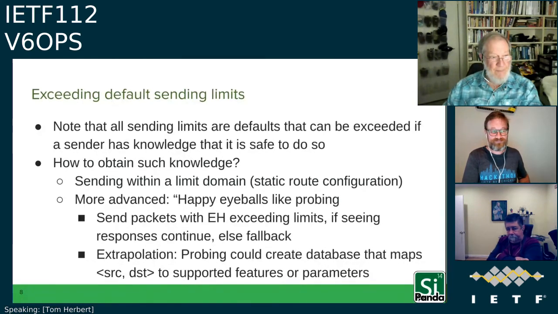We could actually extrapolate this. Probing could be used to, for instance, create a database that maps source to destination. And it's more than just extension headers. We could actually apply this to any sort of advanced features like new transport protocols. But I don't think we want to go into this in the draft. It's probably a little bit out of scope, but we'll probably mention that in a future revision.